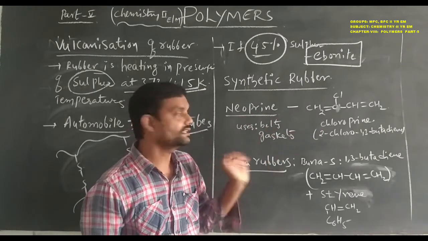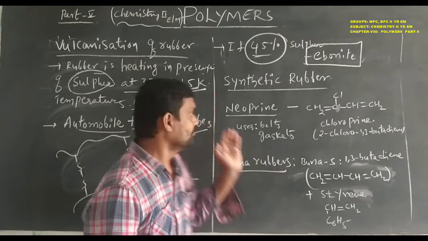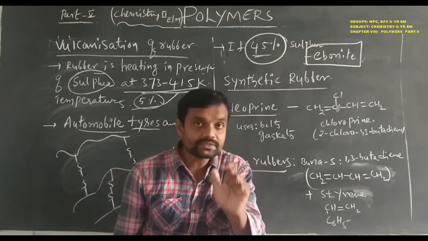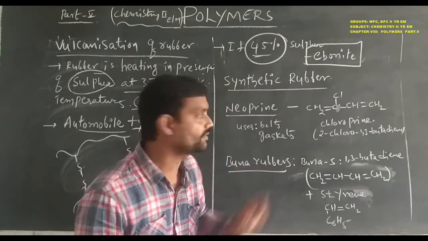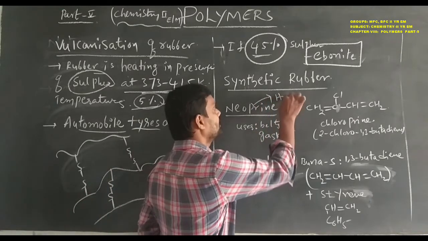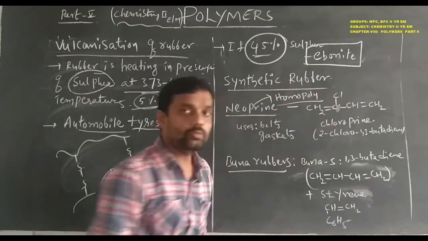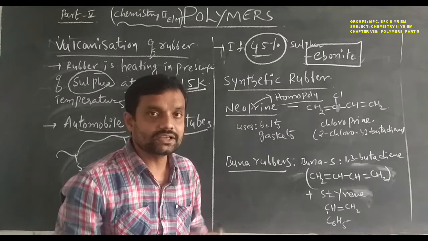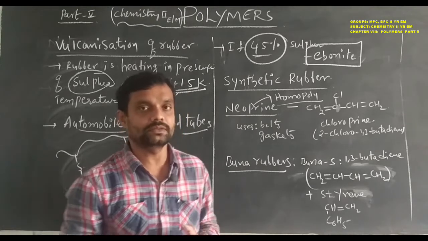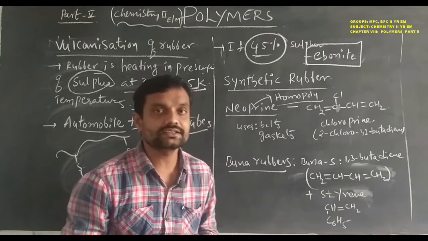Its monomer name is chloroprene, that is 2-chloro-1,3-butadiene. When we observe this neoprene synthetic rubber, how many types of monomers are present? Only one type of monomer is present, so it is called a homopolymer. Already discussed: in a homopolymer, only one type of monomer is present. Where different types of monomers are present, that type of polymer is called a copolymer.